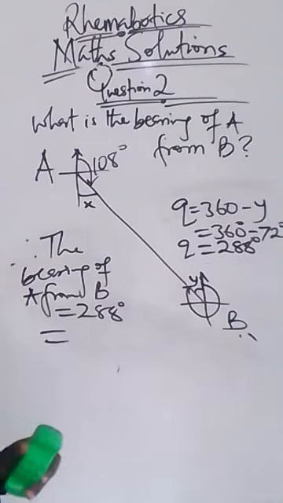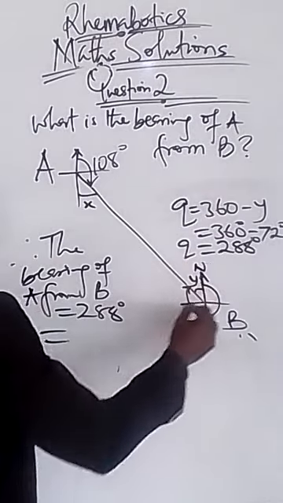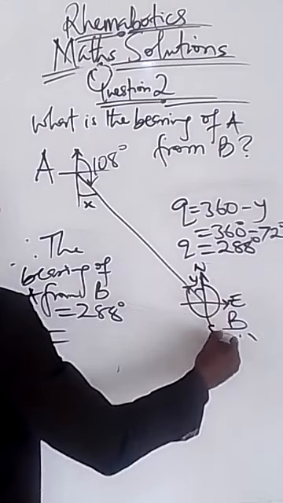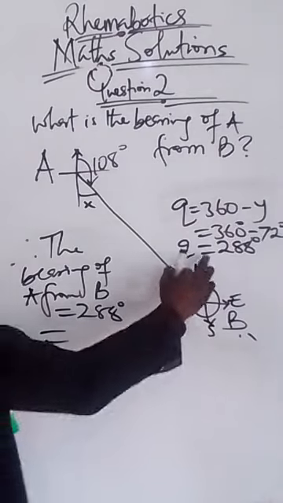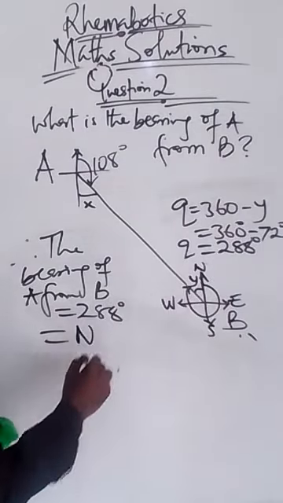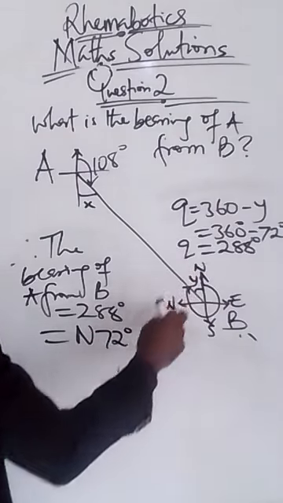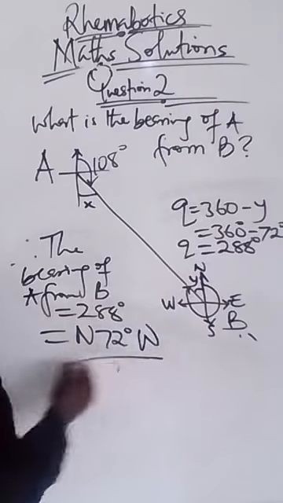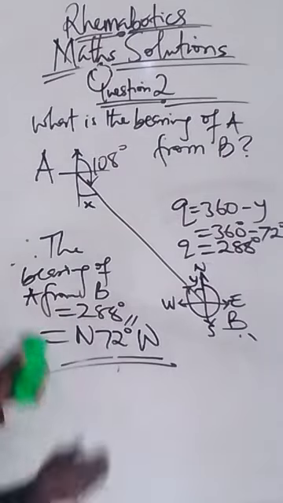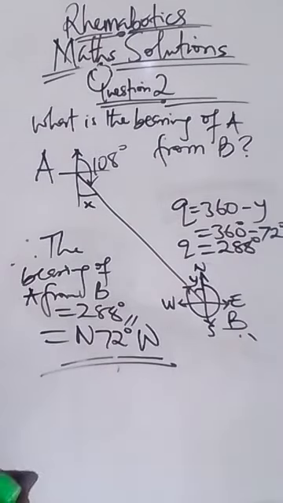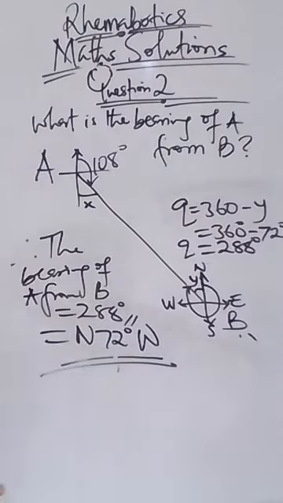Or we can write it in the cardinal form. Don't forget, these are our north, east, south, and west. So this is north, and we have 72 degrees north, 72 degrees west. So you either write it this way or this way. This is the 3-digit form and this is the cardinal form. This is how you put down your answer whenever you're looking for the bearing.